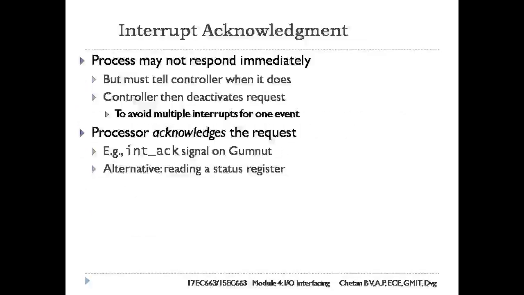Interrupt acknowledgement. When an event occurs, the controller must activate the processor's interrupt request signal. The processor may not respond immediately. The requesting controller must keep the request signal active. Processors typically have a mechanism to acknowledge an interrupt request. Once a request has been acknowledged, the controller must deactivate the interrupt request signal to avoid multiple interrupts for one event. The GovNet core provides a simple interrupt acknowledgement mechanism.